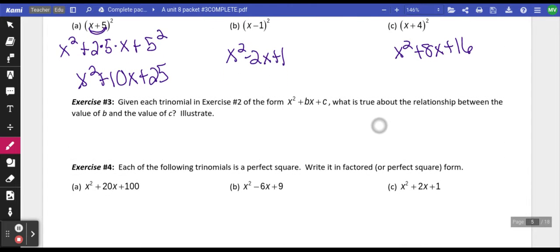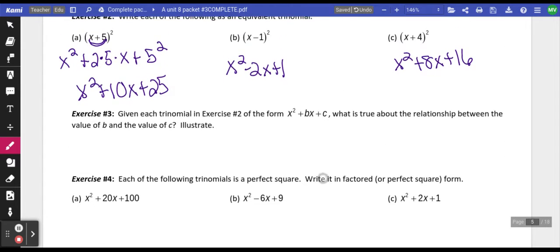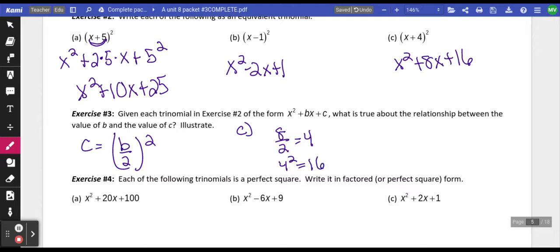So now, given that I have a trinomial in exercise 2 in that form, what is true about the relationship between B and the value of C? So also recall what we did yesterday is that C is equal to (B divided by 2) squared. So we learned when we were completing the square that we first of all make sure A equals 1, we do B divided by 2, and then we square it. So if I look at question C, 8 divided by 2 is 4. And then I square that, and I get 16, which is the C value.